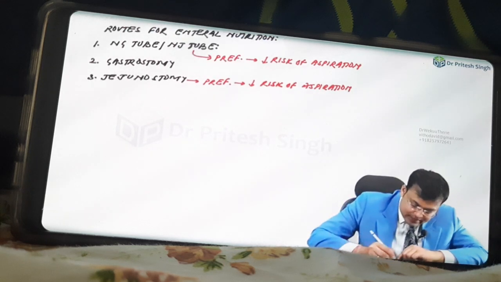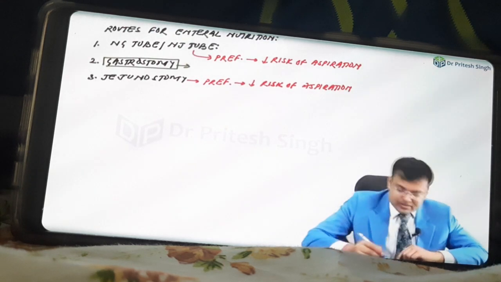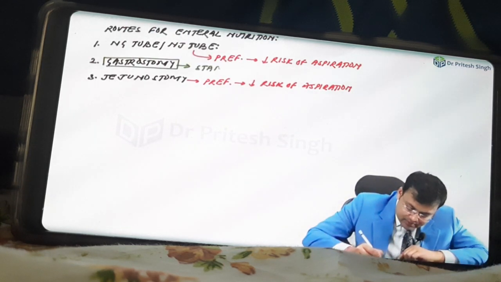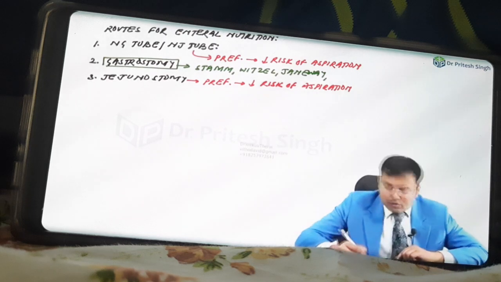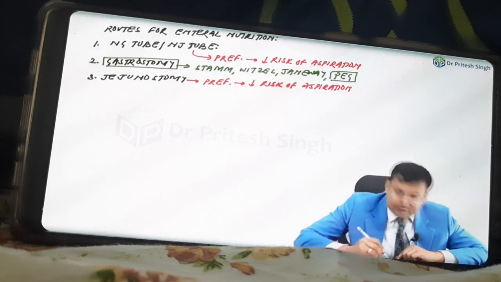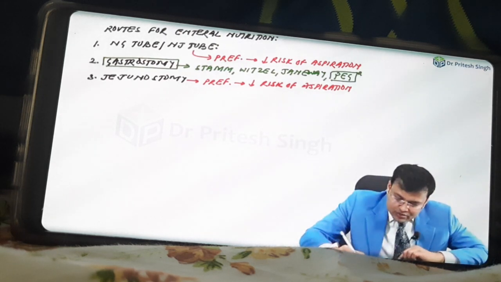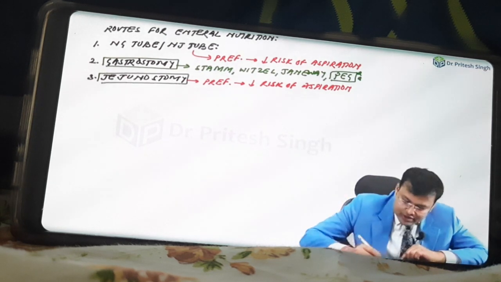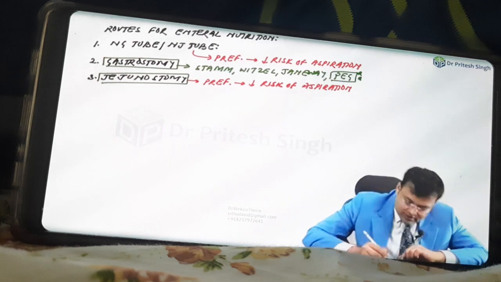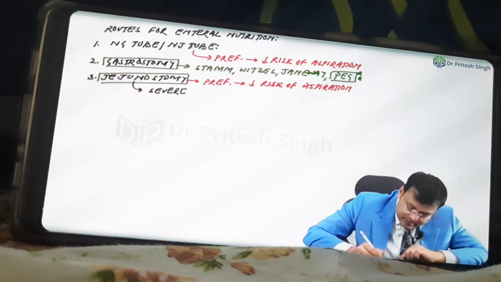Questions are asked about gastrostomy: what are the various techniques used? The various techniques used are Stamm, Witzel, and Janeway. These are not used commonly. Nowadays, we are using PEG, that is percutaneous endoscopic gastrostomy, which is commonly used. Jejunostomy is preferred because of decreased risk of aspiration, and it is especially useful in severe pancreatitis.